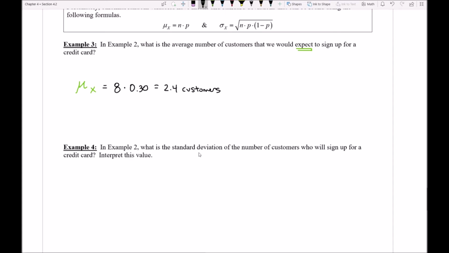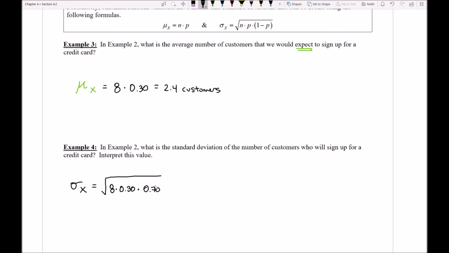Well, let's take a look at the standard deviation now. The standard deviation for the number of customers who will sign up for a card can be found by computing the square root of the value of n times our value of p. So that's 8 times 0.30. And then I'm going to have here 1 minus p. Well, notice that if p is 0.30, then 1 minus it should just be 0.70. And so I'll just simplify that down right there.